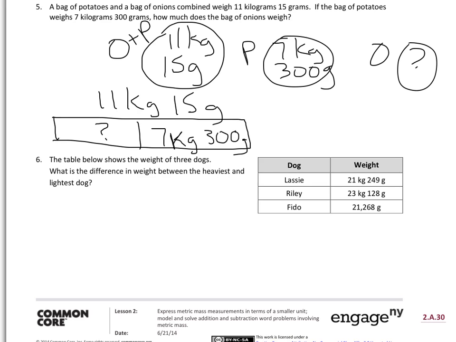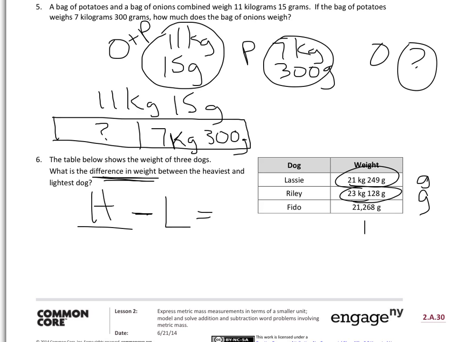So the next one shows a table of weight of dogs, and we want to know the difference in weight between the heaviest and the lightest. So difference tells us we're subtracting, and we want to take the heaviest, subtract the lightest. So that should be easy to do, but what I would suggest students do here and here is convert these both into total number of grams so they can compare it to the third one they see there.